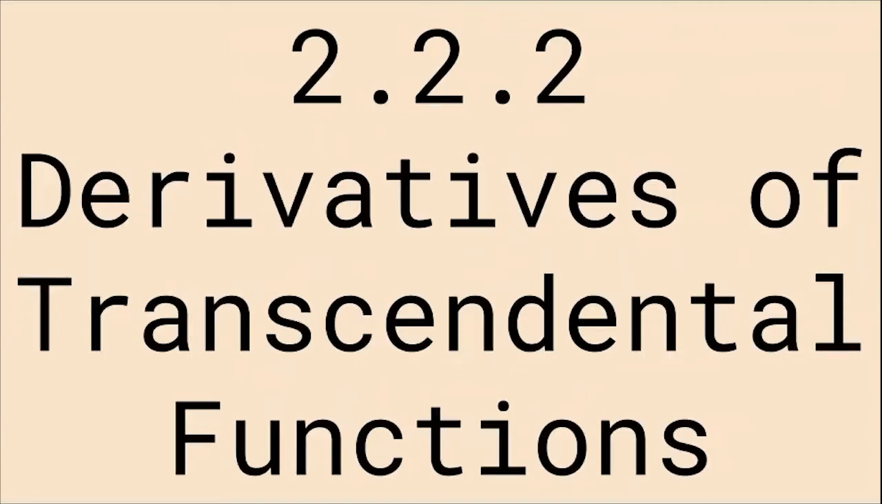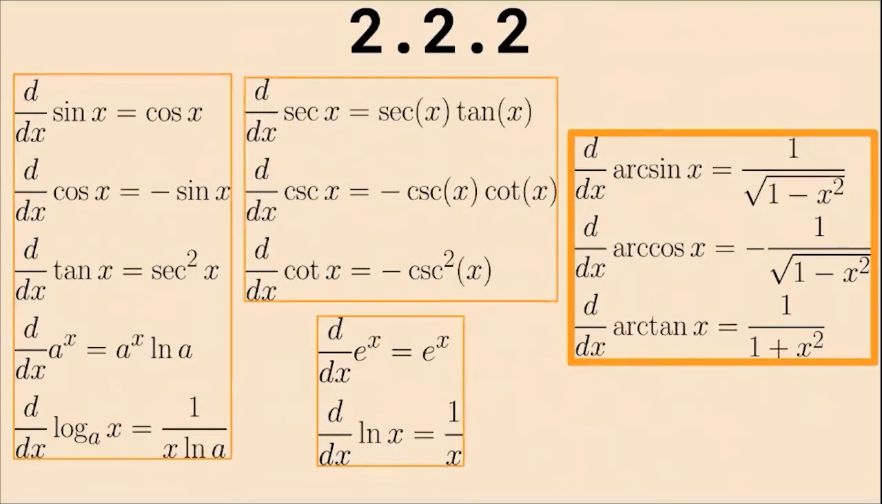The transcendental rules as well. The ones you really have to focus on are sine and cosine. All the other ones you can figure out for trig based on knowing sine and cosine. The a to the x and the log base a of x, those derivatives, make sure you memorize those. 1 over x ln a, and then a to the x itself times ln a. And then the derivative of e to the x is itself. The derivative of ln x is 1 over x.